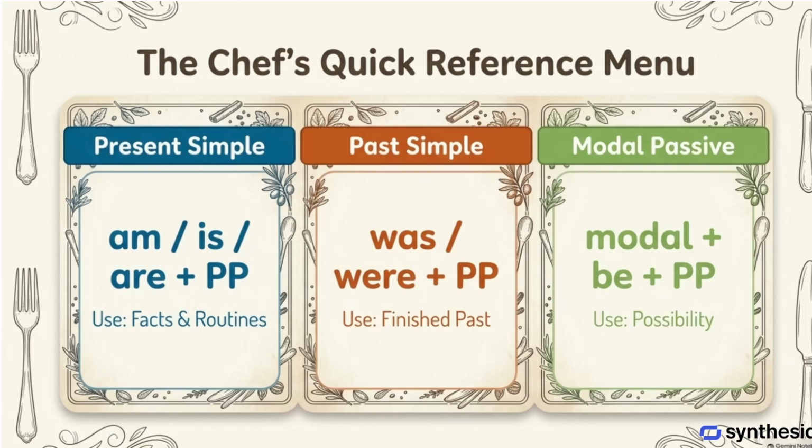Second, past simple passive. Was or were, plus the past participle. We use it for finished actions in the past. For example, tomatoes were added to pasta. Third, modal passive, modal plus be plus the past participle. We use it for possibility, ability, or permission. For example, different sauces can be added. These are the 3 important patterns to remember.